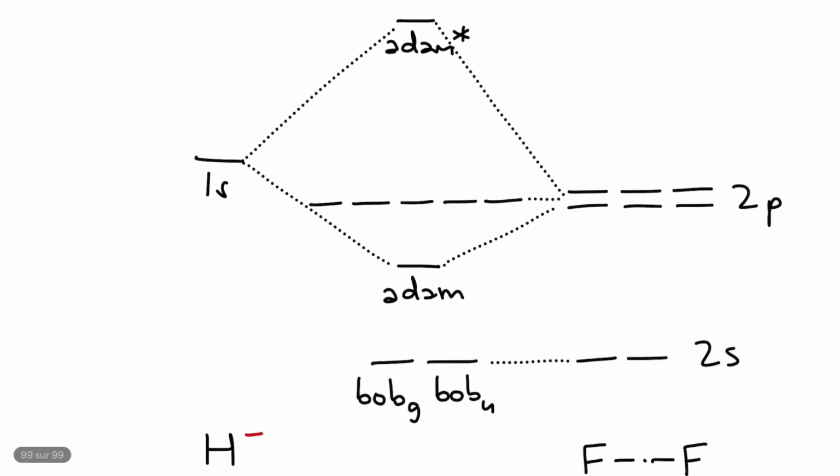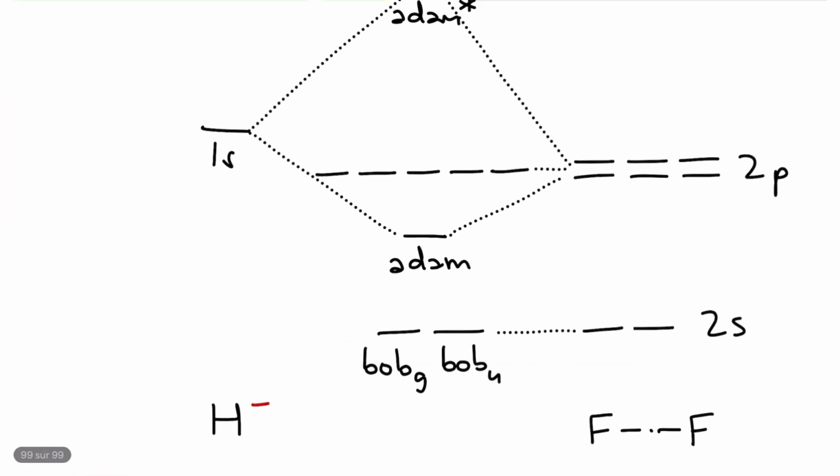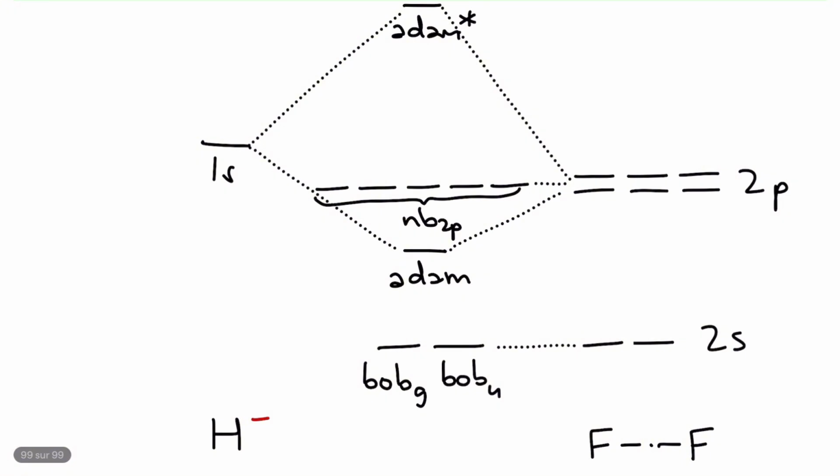Let's call the non-bondings, what should we call them? Let's call it a family of non-bondings. Non-bonding 2p. There you go. All right. Bob and Adam. So now we have Bob g and Bob u and Adam star.